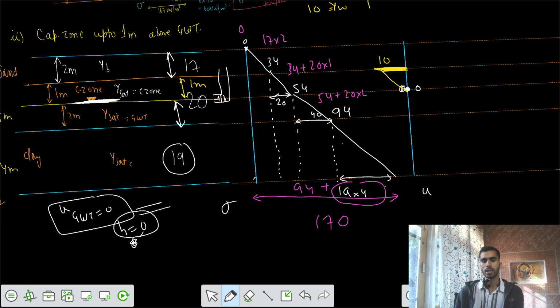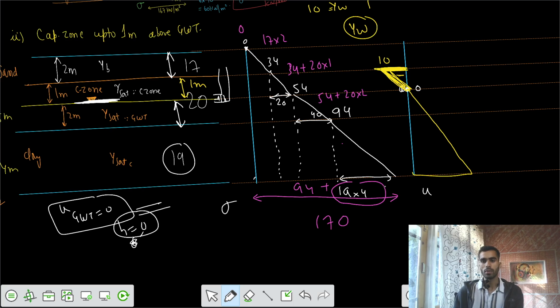Can you say that this is your 10 kilonewton per meter square? But this value is negative. And from the side, we will go a linear increase, and the slope would be the same here. The slope is the same because we have gamma W, which is a fixed value.